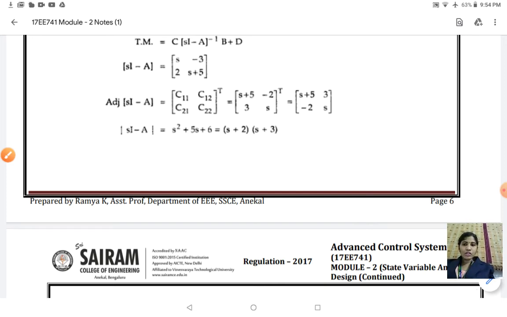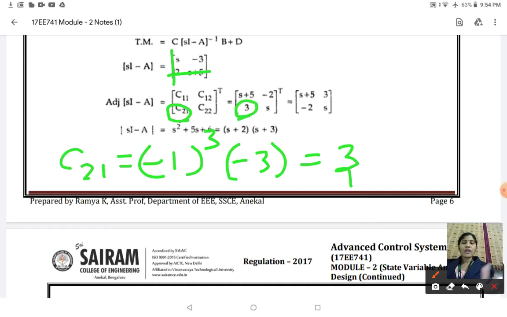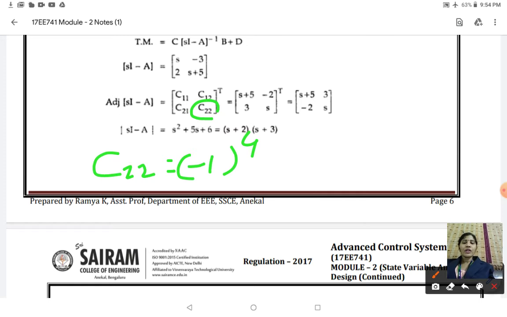Next is your C21. C21 means it is minus 1 to the power of 3. Second row first column, if you neglect it, the minor of the element is going to be minus 3. Therefore C21 is equal to plus 3 as shown here. Next one, C22. C22 means it is minus 1 to the power of 4. And second row second column, if you cancel it, the minor of the element is going to be s. So here I am going to have s. This is your cofactor matrix.